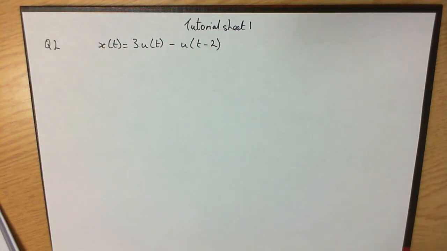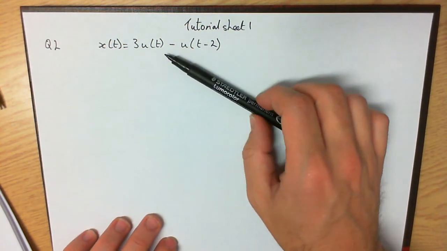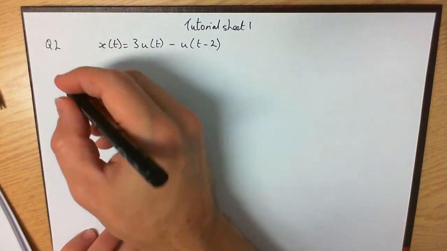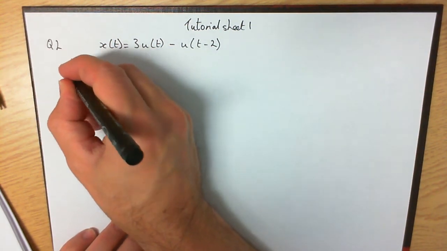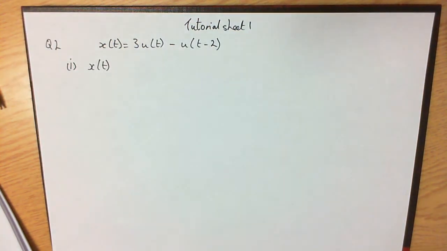Tutorial sheet 1, question 2. In this video I'm just going to look at the first two parts of this question. So we're given this signal x of t, which is equal to 3u of t minus u of t minus 2. And we're asked, first of all, to plot x of t as a function of time.